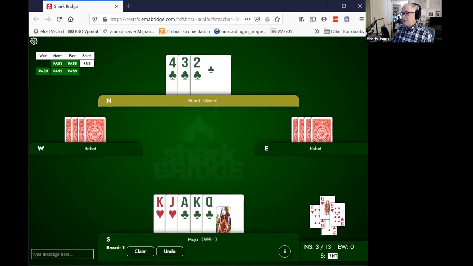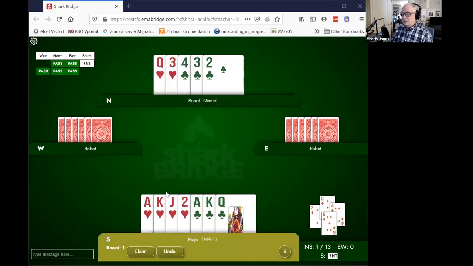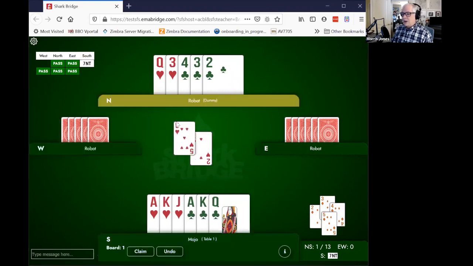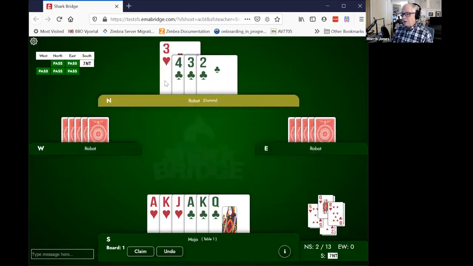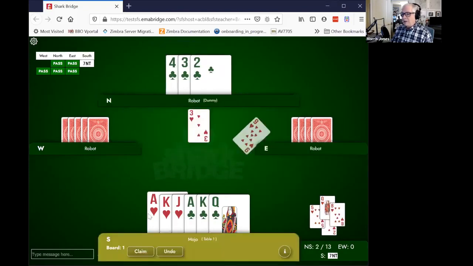But if I didn't have those, then clearly the way to do this to preserve our entries is to play the high card from the short side first, and that means you win the first trick with the queen, and then you have the little card to lead back to your ace, king, queen.